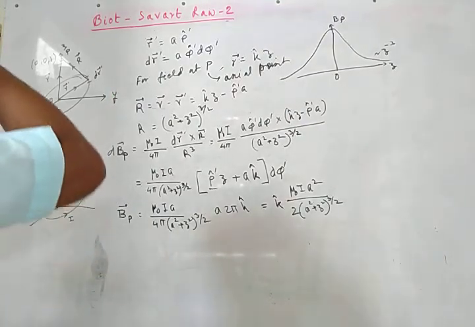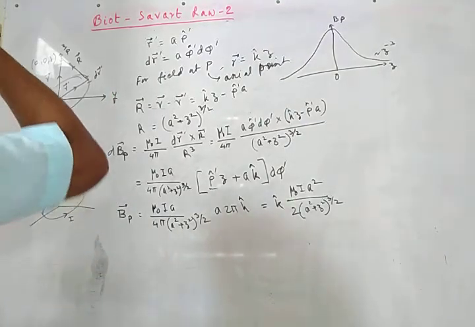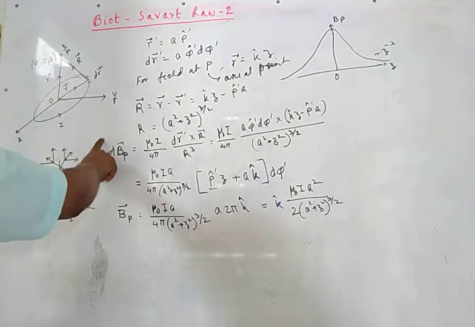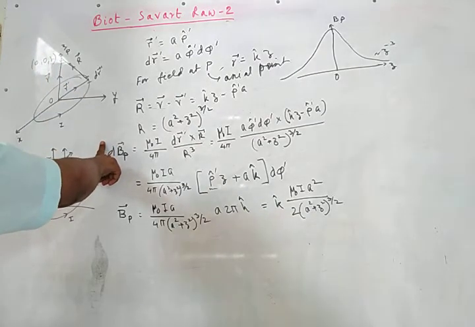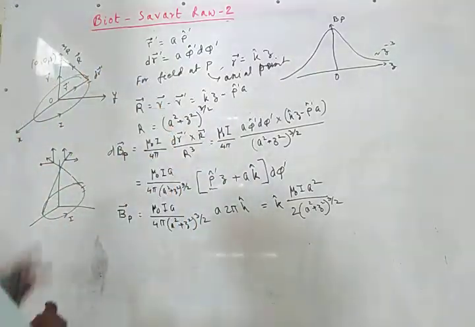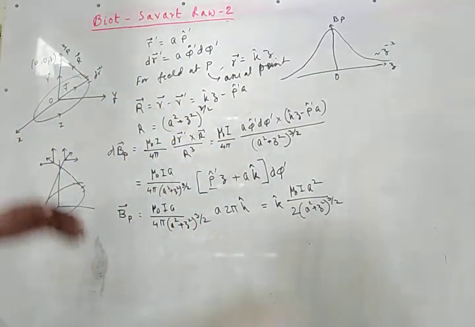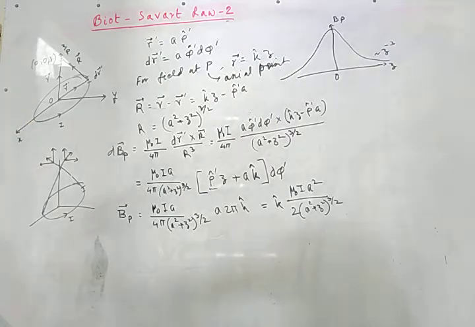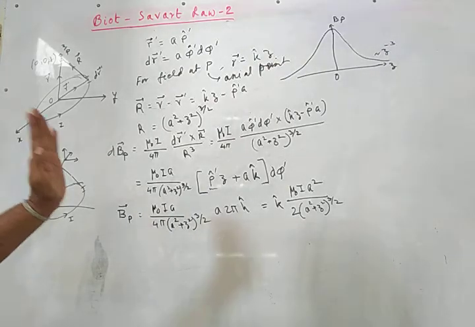The third option would be to find the field at a general point which is not on the axis of the circle. The calculation of the field using the Biot-Savart law at such a non-axial point becomes very difficult, and we keep it aside for the time being.